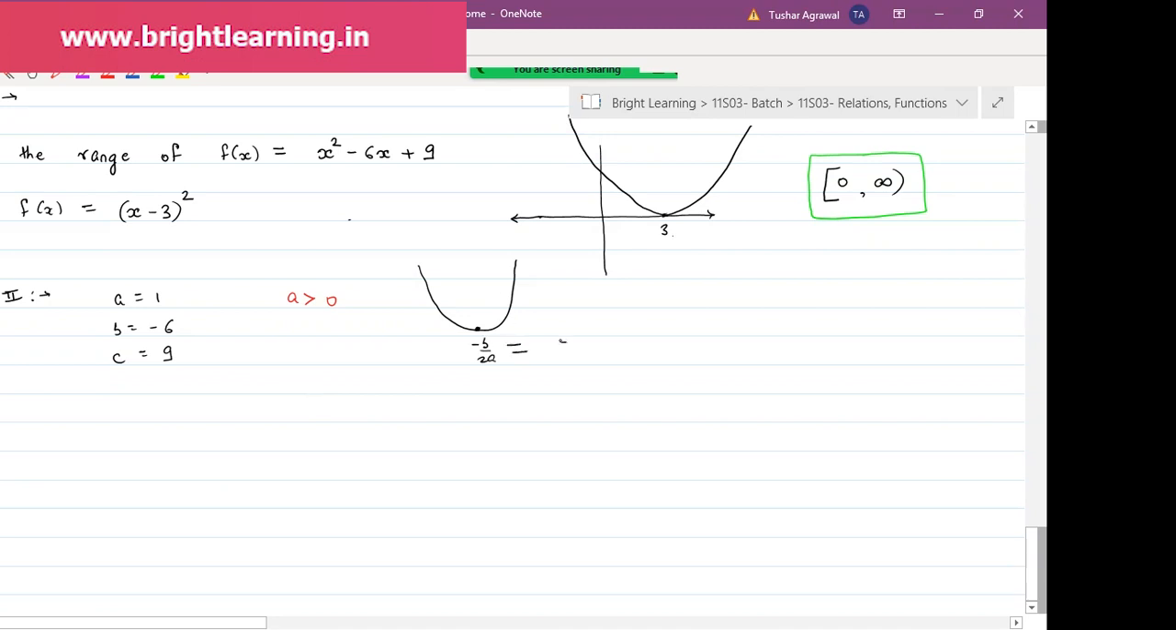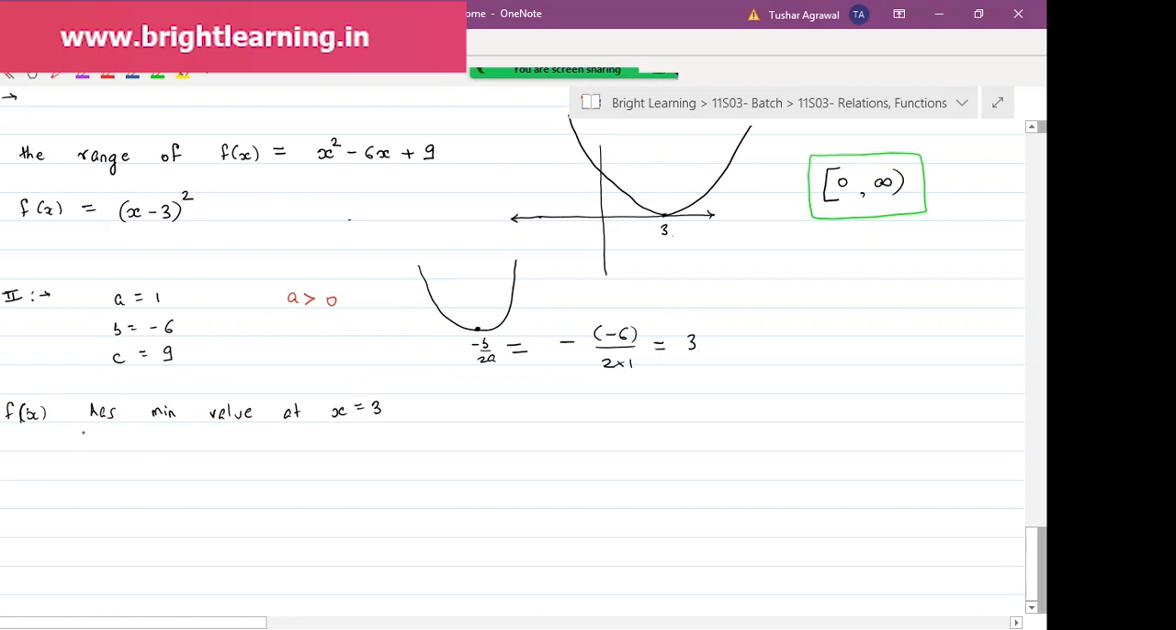So can I find the bottommost point? Yes, sir, I can find minus b upon 2a. So what is my b? Minus 6 upon 2a, 2a is 2 into 1. So can I say that my bottommost point is 6 upon 2, that is 3? So yes, f of x has minimum value at x equal to 3.